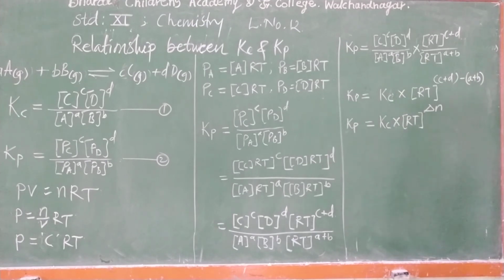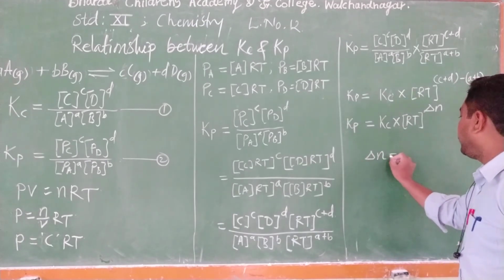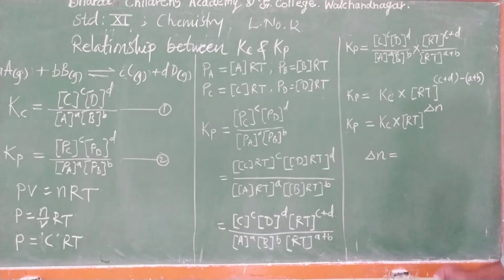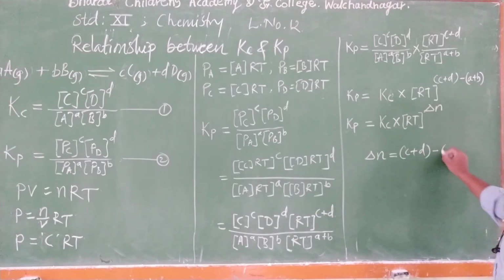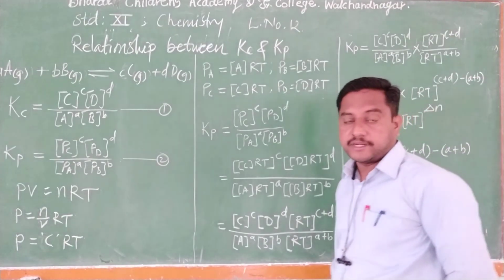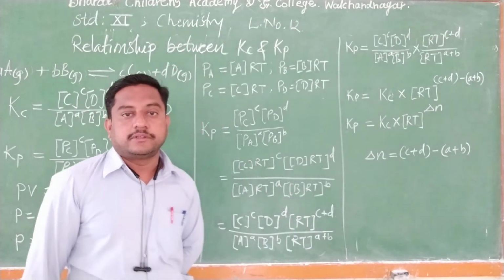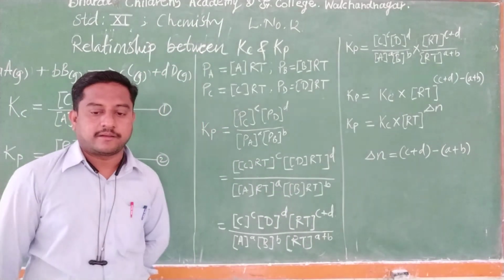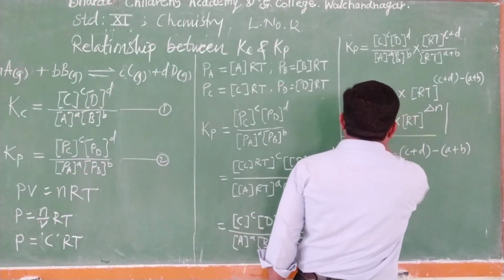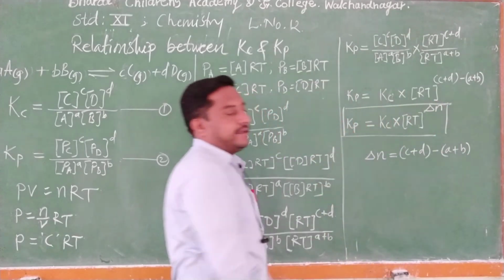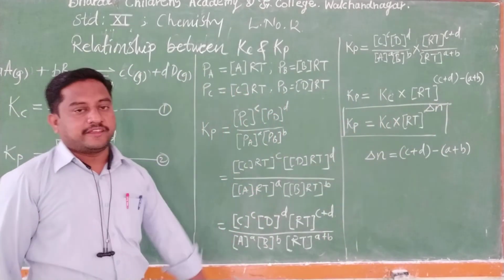Now, what is this delta n? Delta n is change in the number of moles during the reaction. Okay, and you may say the total number of moles of the product minus total number of moles of the reactant. That is nothing but the delta n. So c plus d minus a plus b is referred as delta n. Delta n is nothing but change in the number of moles of the reactant and product during the reaction. So the simple equation, the relation between Kc and Kp is nothing but this. Kp is equals to Kc into RT raised to delta n.